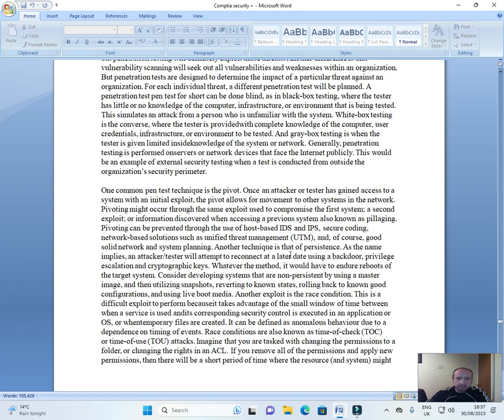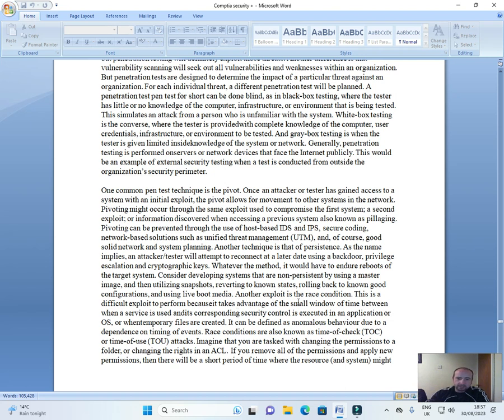Another technique is that of persistence. As the name implies, an attacker or tester will attempt to reconnect at a later date using a backdoor, privilege escalation and cryptographic keys. Whatever the method, it would have to endure reboots of the target system. Consider developing systems that are non-persistent by using a master image and then utilizing snapshots, reverting to those known states, rolling back to known good configurations, and using live boot media.